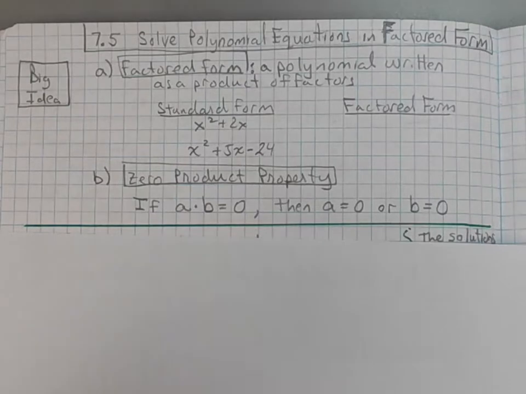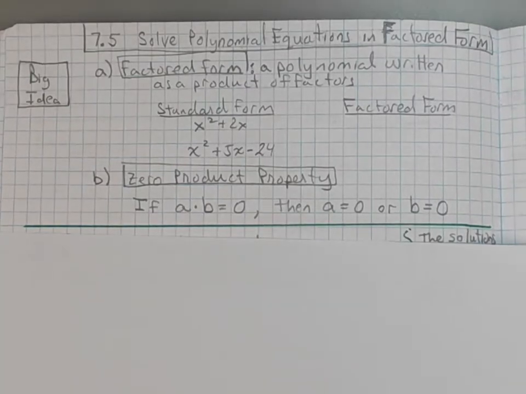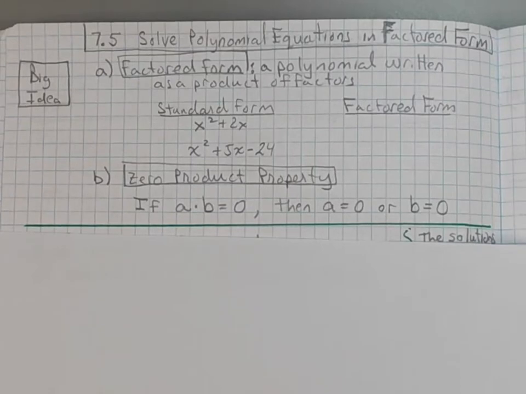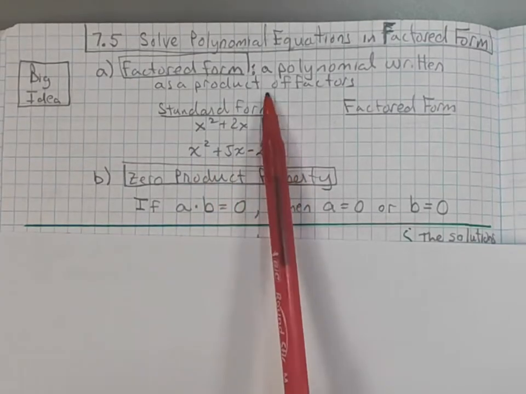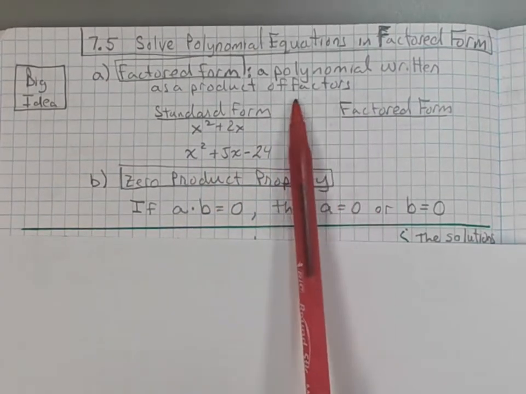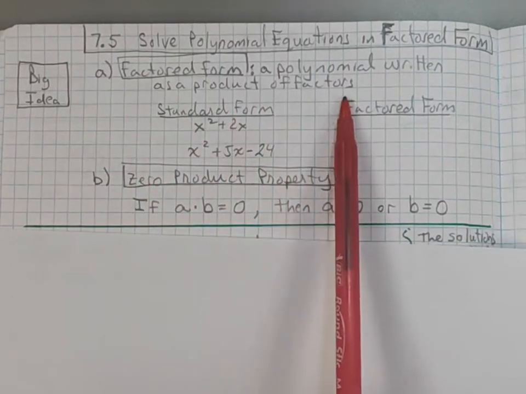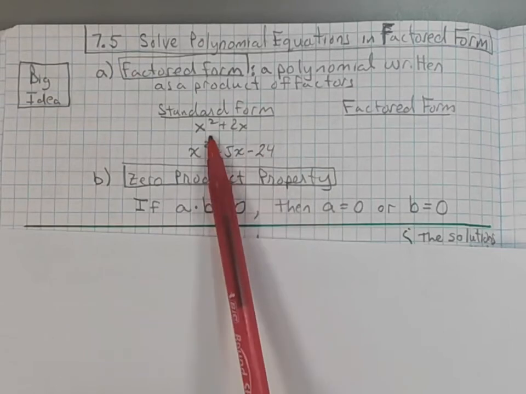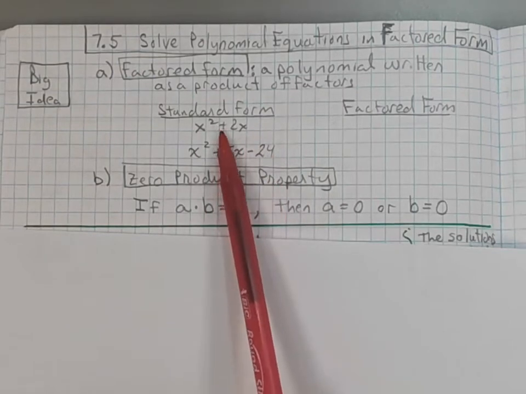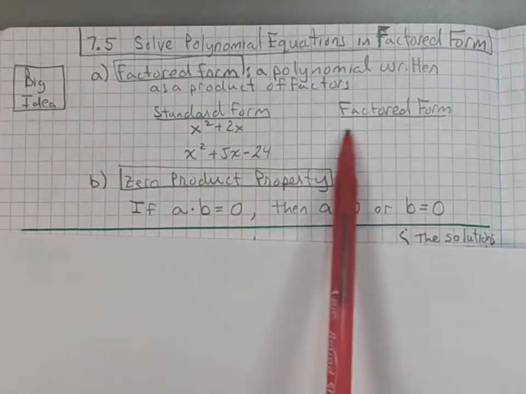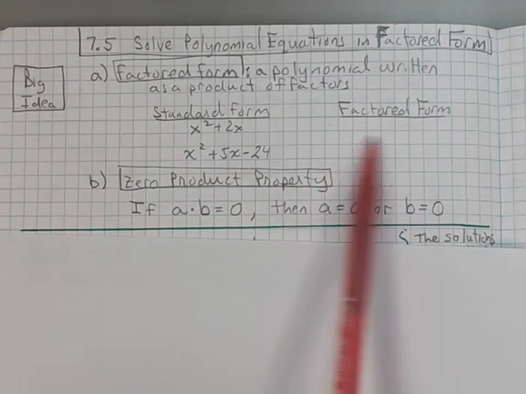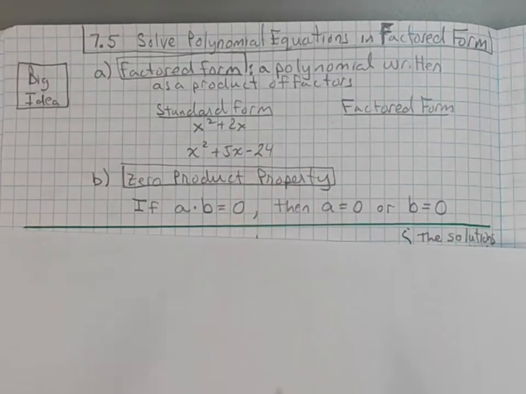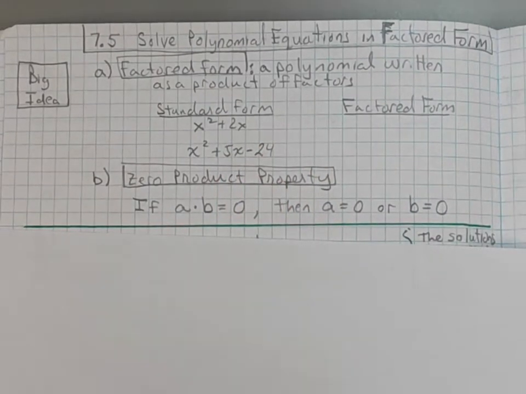All right, so let's go over the big idea. First, you need to know what it means to be in a factored form. And all that means is that we take a polynomial and we write it as a product of factors. So for instance, here is a polynomial, x squared plus 2x. And if I want to write it in factored form, I'm going to need to do some factoring on it. And so kind of think of what that means.